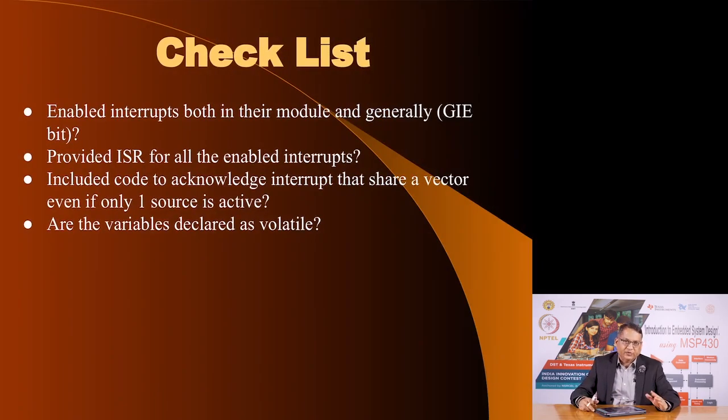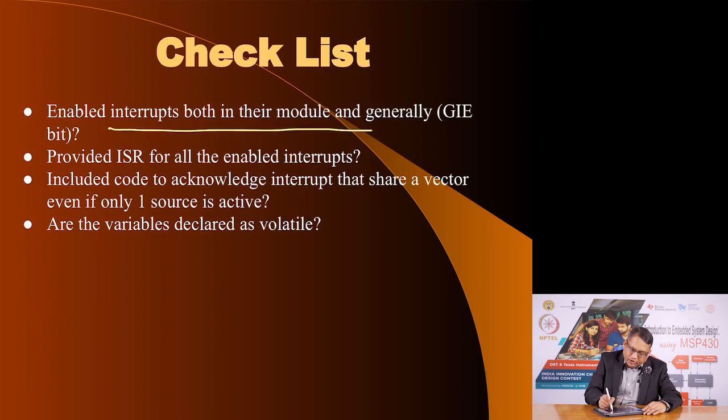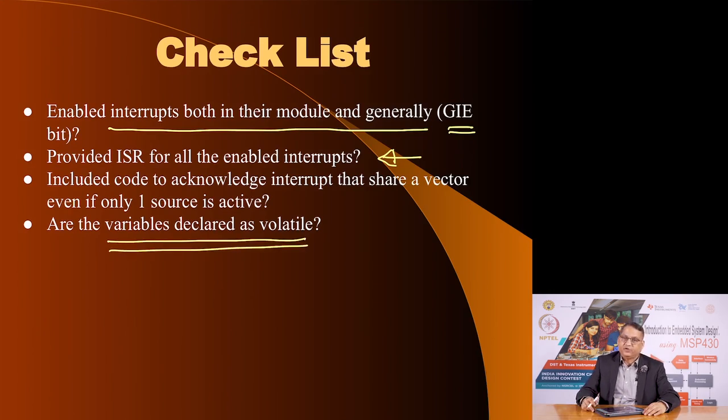So, here is a checklist of things that you must perform in the main program, so that interrupts can happen, and if they happen they can be serviced. You must have enabled interrupts both in the module and the global interrupt enable bit. You must have an interrupt subroutine for each of the enabled interrupts. You must acknowledge that interrupt, meaning you must disable the flag within the interrupt subroutine, and if you are using any variables, you have to ensure that they are declared as volatile.